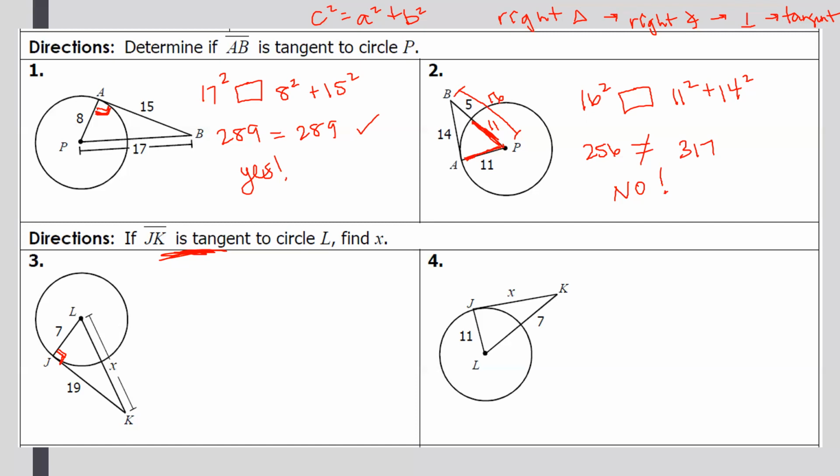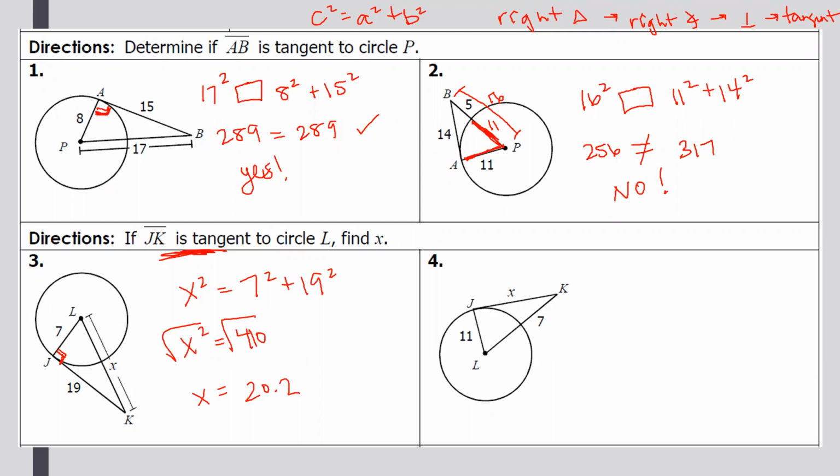Try that now. All right, you should have gotten 20.2. The hypotenuse was x, so x squared equals 7 squared plus 19 squared. To undo your square, you have to use the square root. You get the square root of 410, and to the nearest 10th, it's about 20.2. Be very careful in number 4. What is the hypotenuse in number 4?